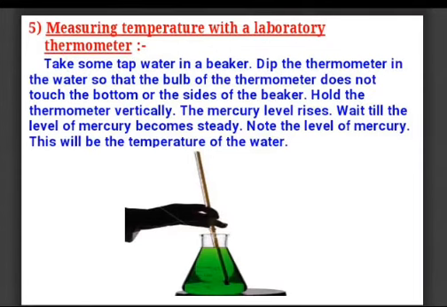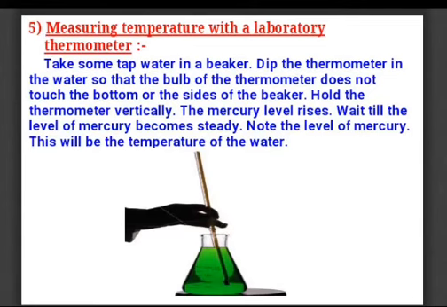Measuring temperature with a laboratory thermometer means how we can take a reading of a laboratory thermometer. Take some tap water in a beaker. Dip the thermometer in the water so that the bulb of the thermometer does not touch the bottom or the sides of the beaker. Hold the thermometer vertically. The mercury level rises. Wait till the level of mercury becomes steady. Note the level of mercury. This will be the temperature of the water.